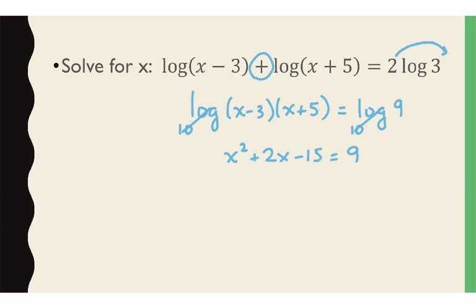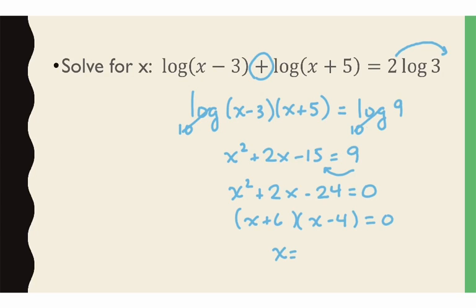So to solve this, it's a quadratic. We need to move that 9 to the left. So x squared plus 2x minus 24 equals 0. This is definitely factorable. So that will give us x plus 6 and x minus 4. So my two answers are x equals -6 and x equals 4.